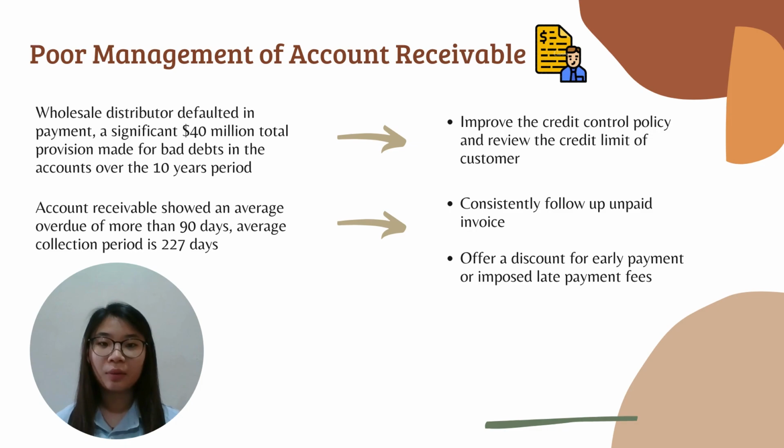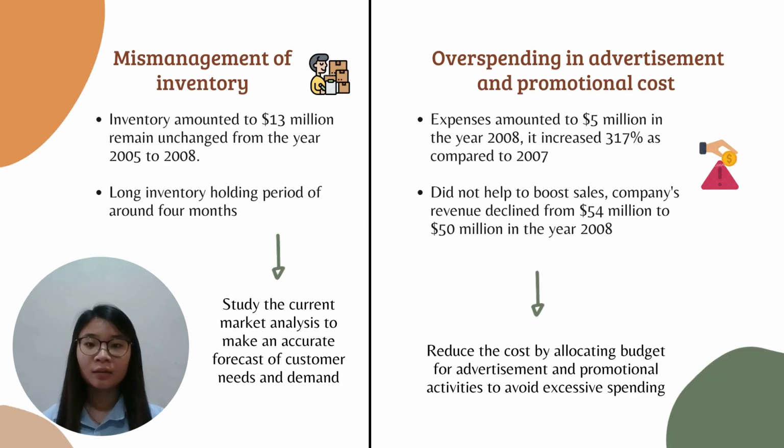The longer the receivable is uncollected, the higher the risk that it can never be collected. So the staff need to consistently follow up on unpaid invoices by sending a reminder to the customer on the amount due. To encourage fast payment, the company can provide incentives such as a discount to customers if they pay early. They can also impose a late payment fee so customers will pay earlier to avoid the penalties.